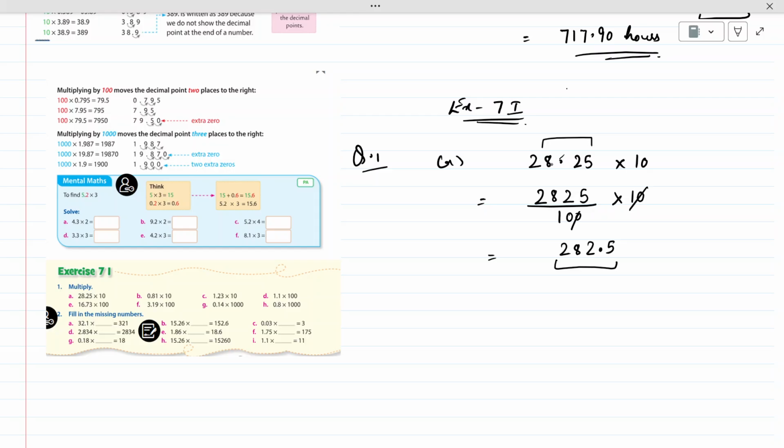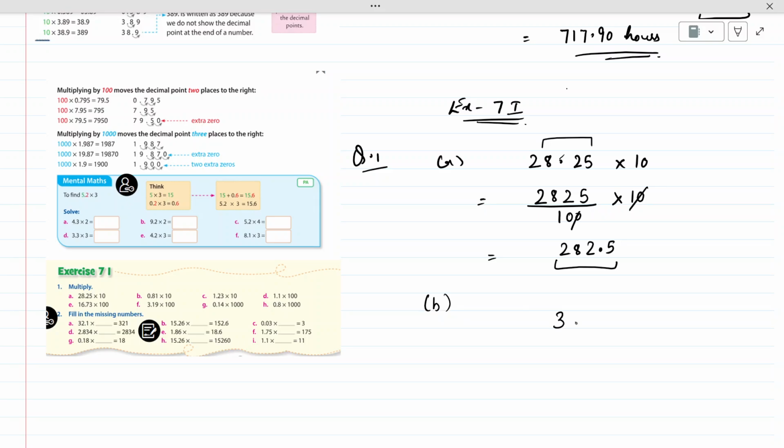Okay, see, initially the decimal was after two places. Now when we are multiplying this by 10, we are shifting the decimal after one place, right? That means this decimal is moving towards the right. Okay, now I'm taking another example where I'm multiplying the given number with 100.